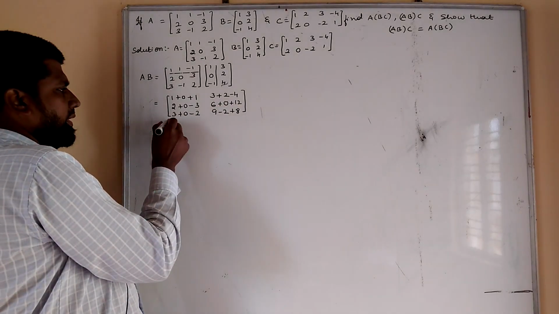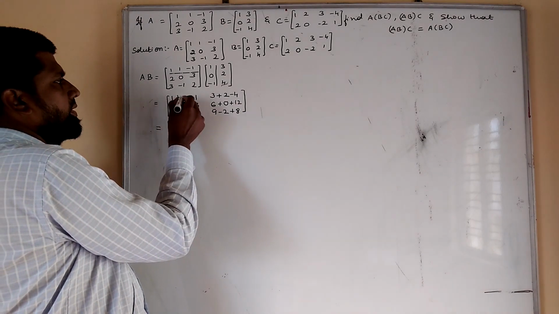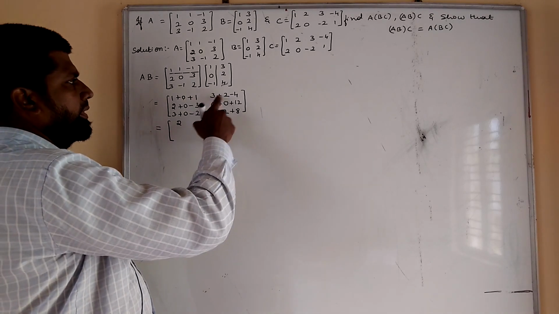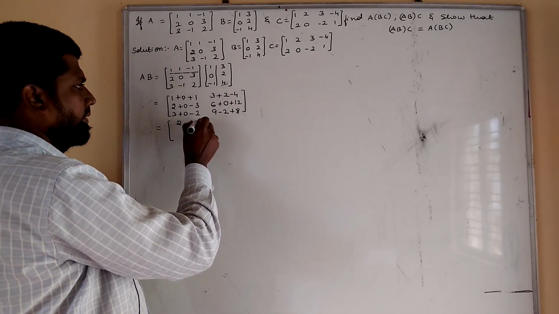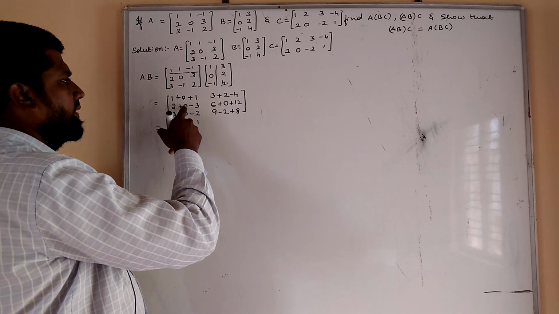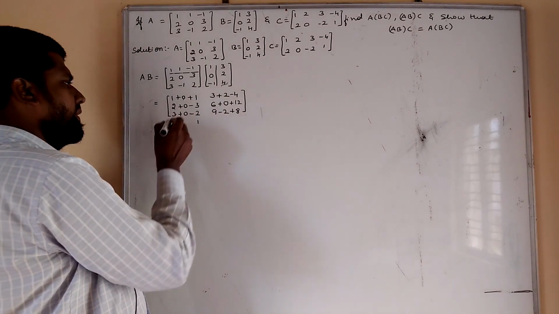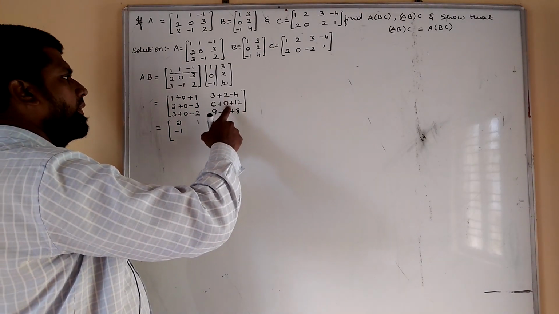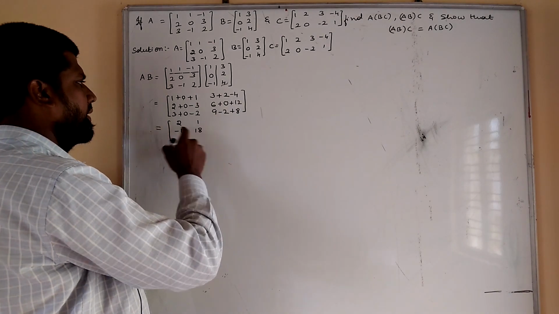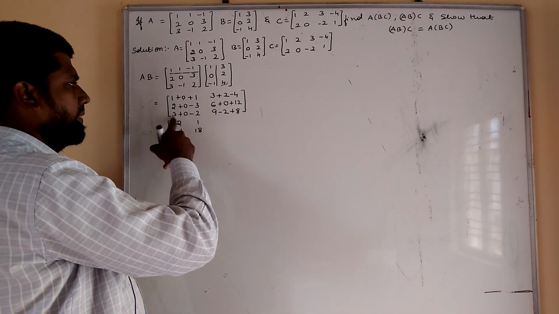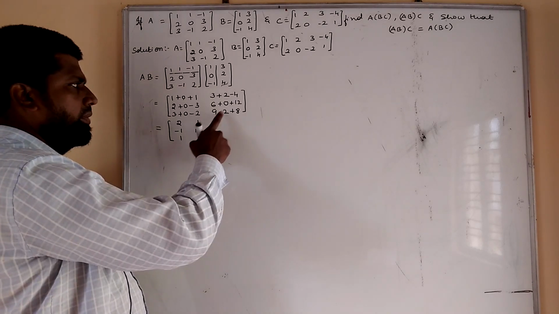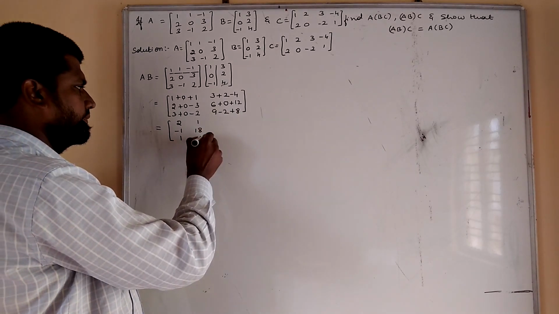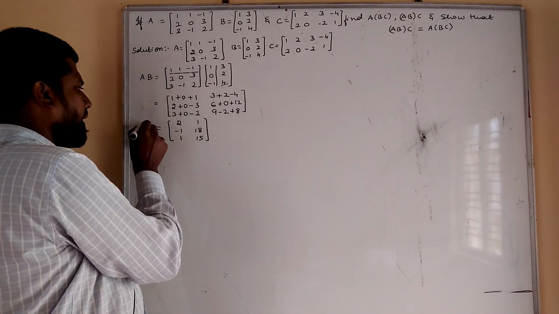So let us simplify this one. 1 plus 0 is 1, plus 1 is 2. 3 plus 2 is 5, 5 minus 4 is 1. 2 plus 0 is 2, 2 minus 3 is minus 1. 6 plus 0 is 6, 6 plus 12 is 18. 3 plus 0 is 3, 3 minus 2 is 1. 9 minus 2 is 7, 7 plus 8 is 15. So we got the AB.